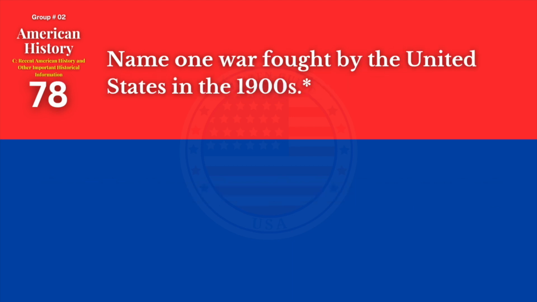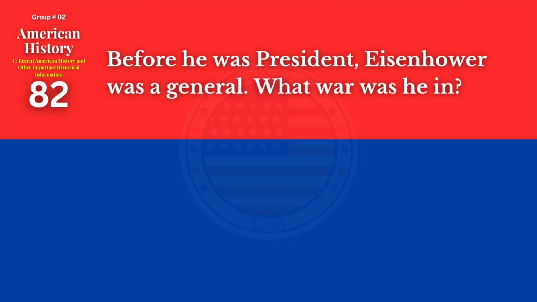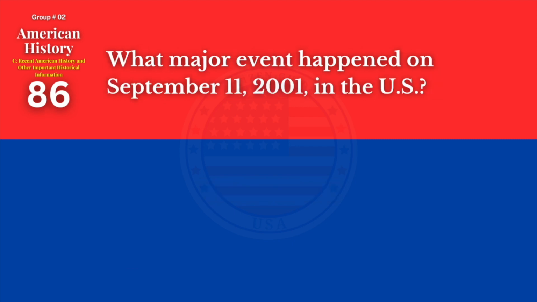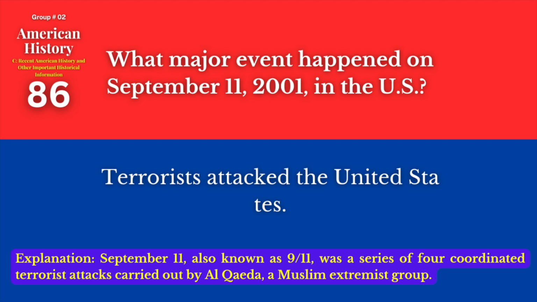Name one war fought by the United States in the 1900s. World War I. Before he was president, Eisenhower was a general. What war was he in? World War II. What major event happened on September 11, 2001, in the U.S.? Terrorists attacked the United States.